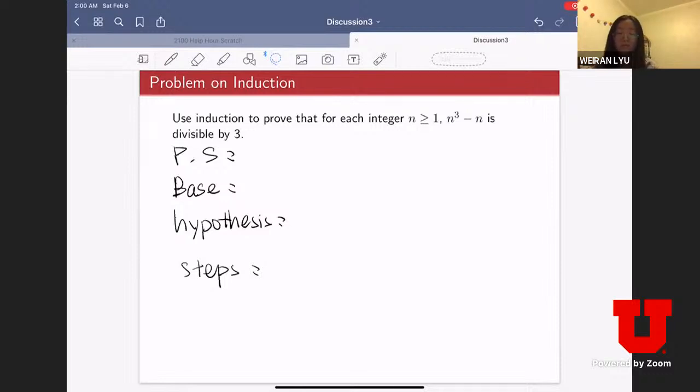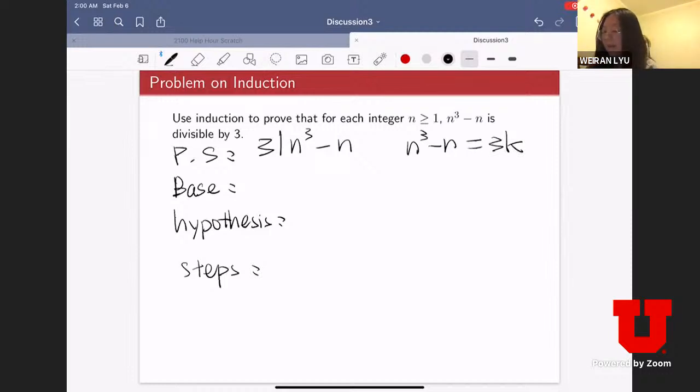If we're going to use the division theorem, yeah, that's one way. We can write like this, or we can just write n cubed minus n equals 3k, where you have your n is greater or equal to 1.